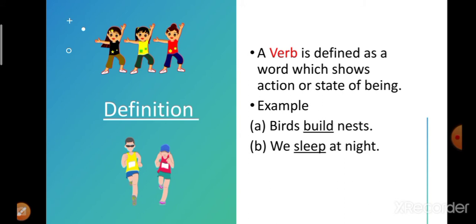For example, birds build nests. Build here is a verb because here it is a state of an action that is showing that some action is being performed by the birds. That is why build here is a verb. Whereas the next example says we sleep at night. Again, sleeping is an action, that is why sleep refers to a verb.